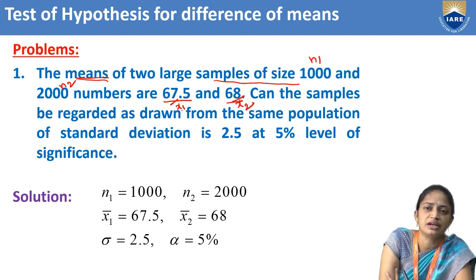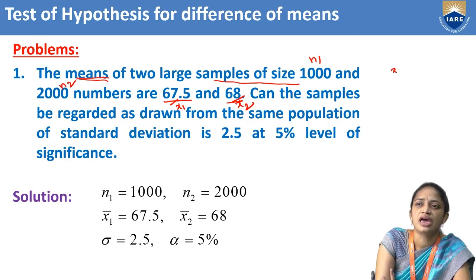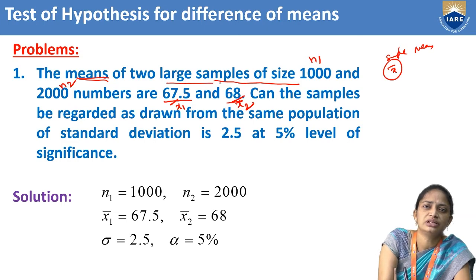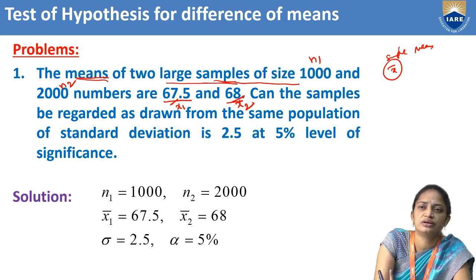So that's why we are writing x1 bar and x2 bar. The sample mean is denoted with x bar, but here we are having two samples now, so we have to take x1 bar equal to 67.5 and x2 bar equal to 68. So here, is it a large sample or not?